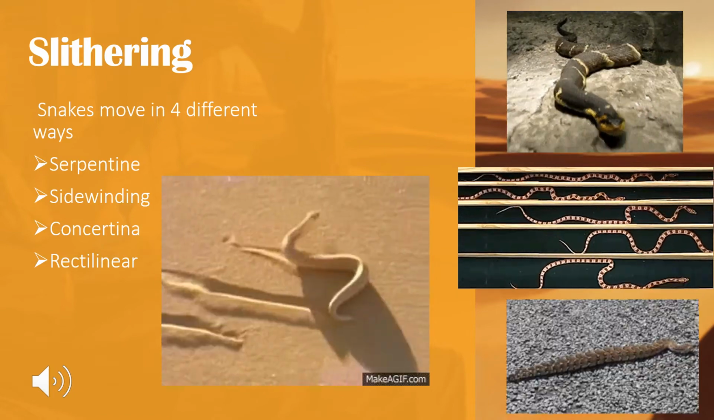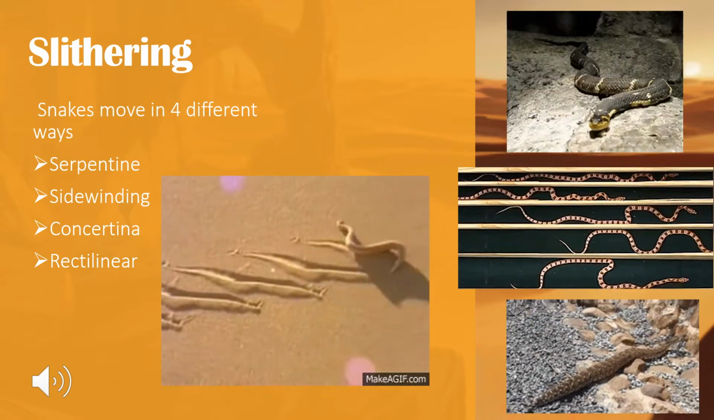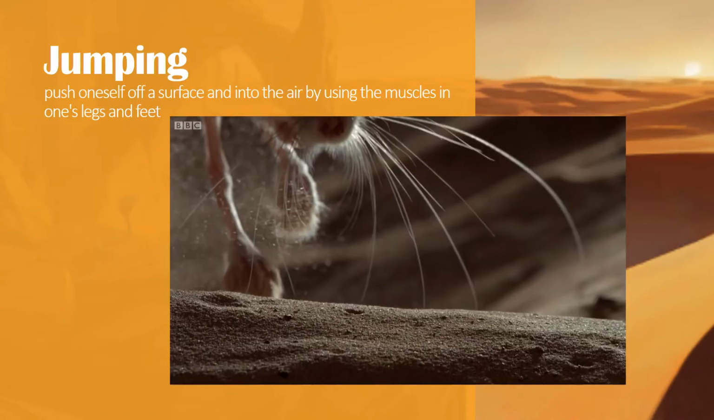Next, we'll talk about animals that have developed limbs and use them and their muscles to walk. I will now show a clip of a small desert dweller, and I would like to see if anyone can guess how this little guy moves around.